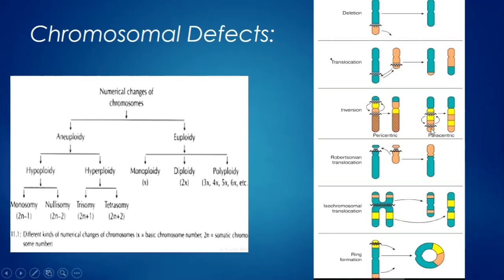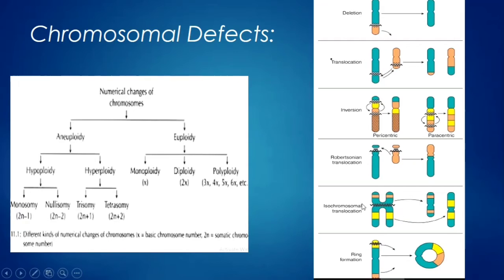The fourth type is known as Robertsonian translocation. In Robertsonian translocation, you can see that both these short fragments of the chromosomes, this and this one, are broken from these, and the remaining two segments are fused together here, and both of the short segments are lost. There is loss of both the short segments.